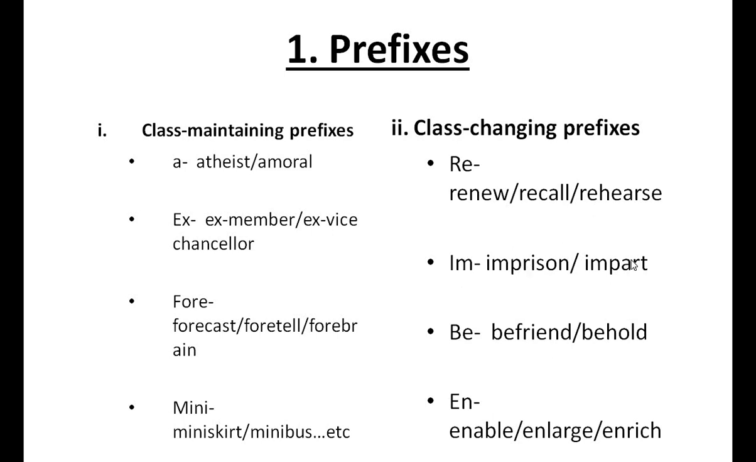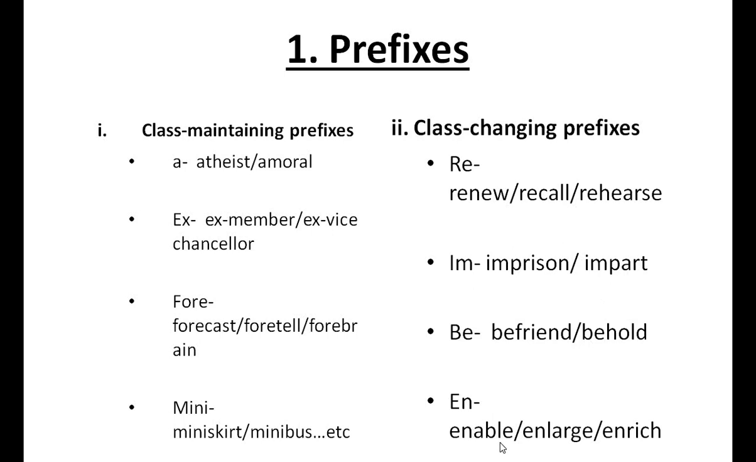Imprison. Impart. So the word class is being changed. Prison is a place, a noun, while imprison is a verb. Part is also a noun, but impart becomes a verb. Friend is a noun and befriend is a verb. Hold is a noun and behold is a verb. So that is how the class is being changed.